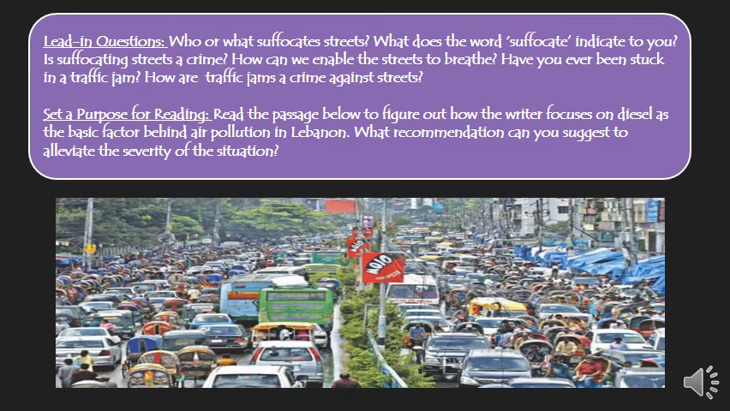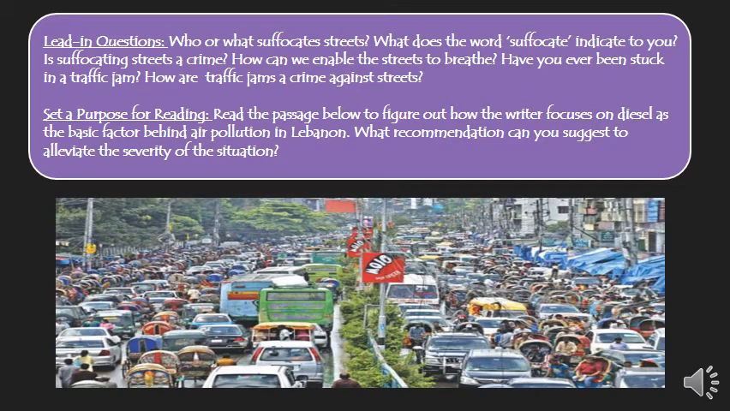This is our text. Let's first start with lead-in questions. Who or what suffocates streets? When I say suffocated streets, it means crowded streets. What does the word suffocate indicate to you? Is suffocating streets a crime? How can we enable the streets to breathe? Have you ever been stuck in a traffic jam? How are traffic jams a crime against streets?